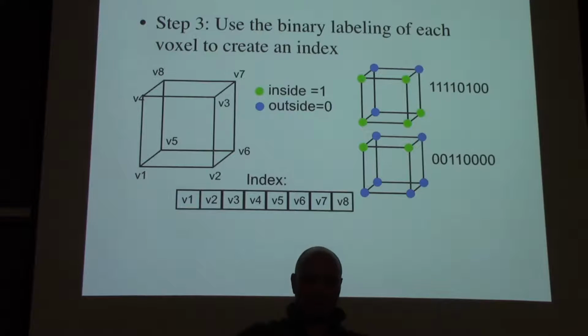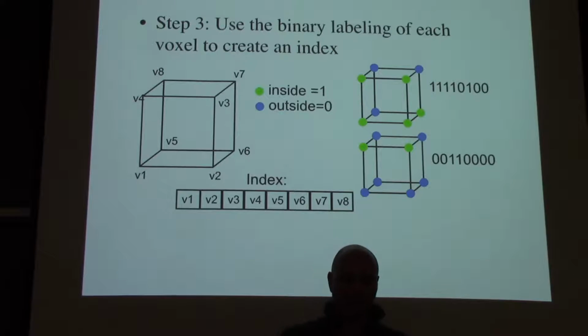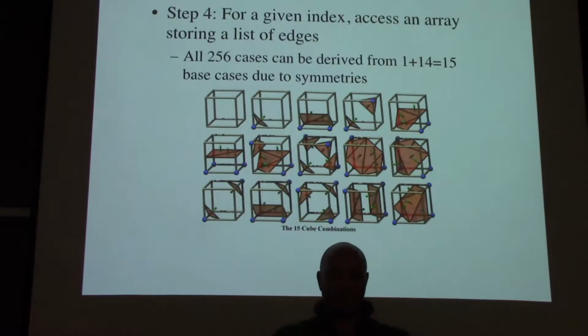So if you use a 1 to represent inside and a 0 to represent outside, then a single 8-bit value, a single UChar, would be able to represent that, and you're able to build that into a case table and use a lookup table to basically find out which case you're in.